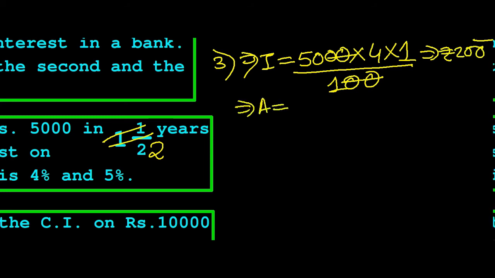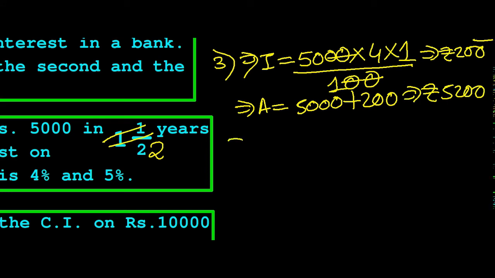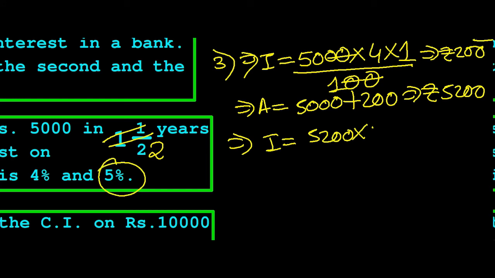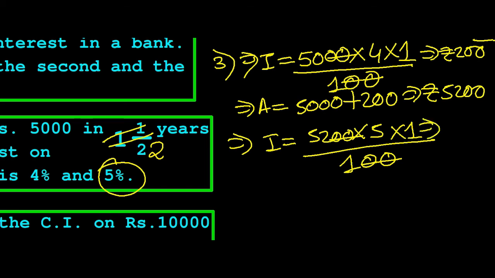Amount is equal to principal, which is 5,000, plus 200, which is the interest, and we get the amount as 5,200 rupees. And now this amount will be the principal for the second year. So interest is equal to 5,200 into the rate, which is 5% for the second year, 5% into 1 by 100. So again zeros are cut. 52 into 5 is 260 rupees.